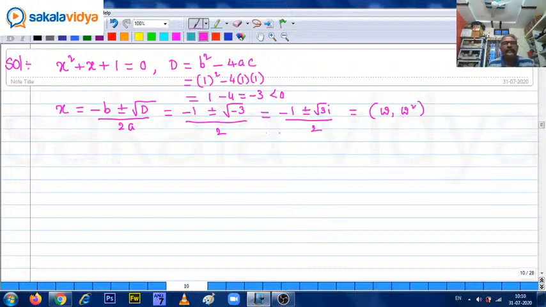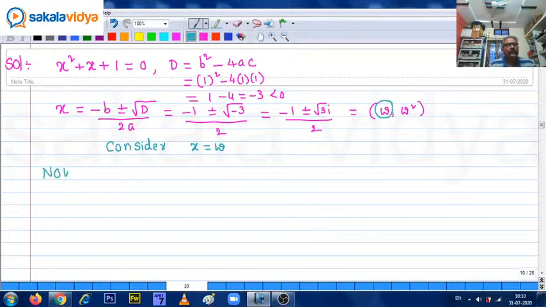So now let us consider x is equal to omega. No problem. Let us consider one of the values.